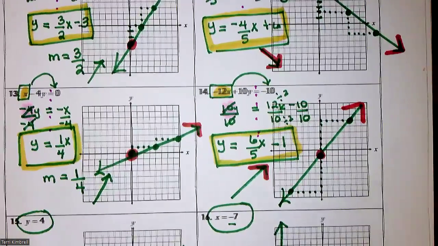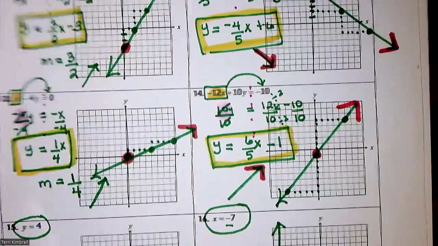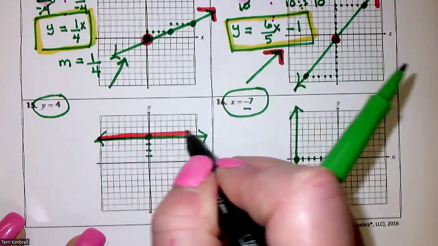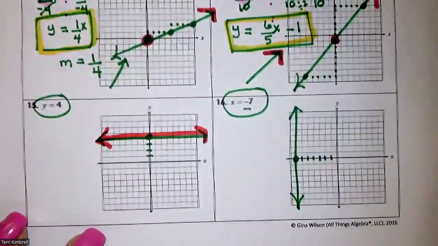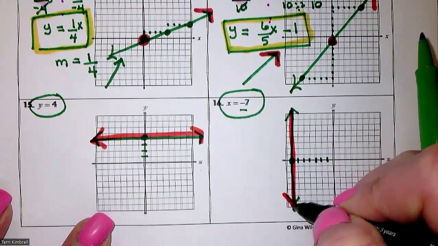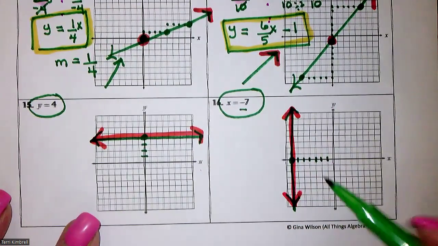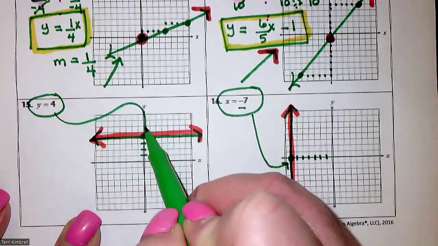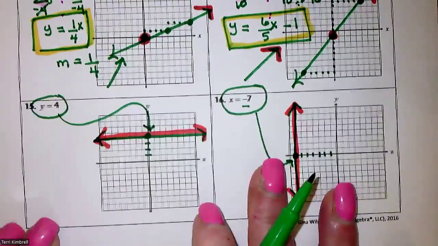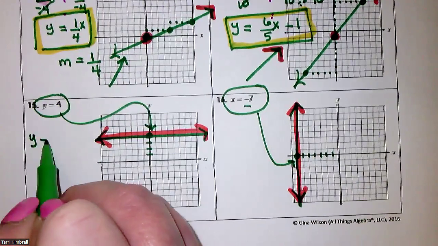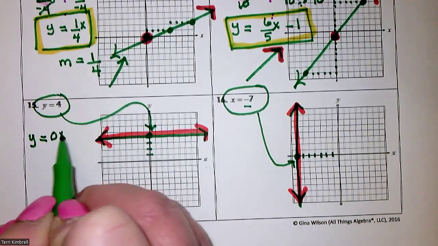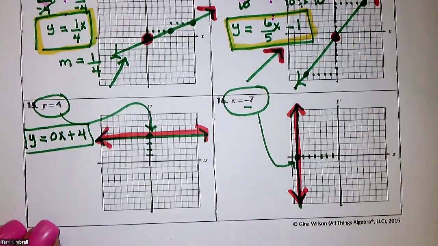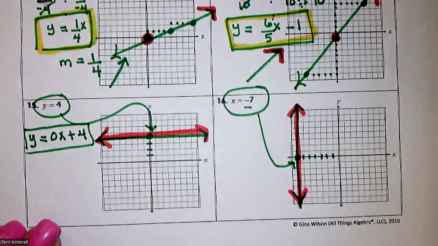Okay, remember the lines that only have x and y, those are going to be the ones that are either horizontal or vertical. So remember, if it's x, find that point on the x-axis. If it's y, find that point on the y-axis. Now you can write the y equals 4 in slope-intercept form, and the slope would be 0 right there. And that's what we talked about a while ago. A flat line has a 0 slope.